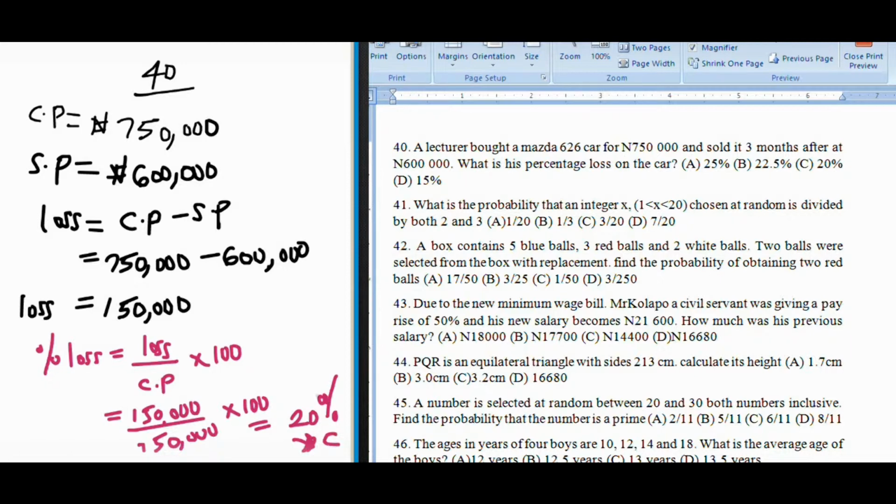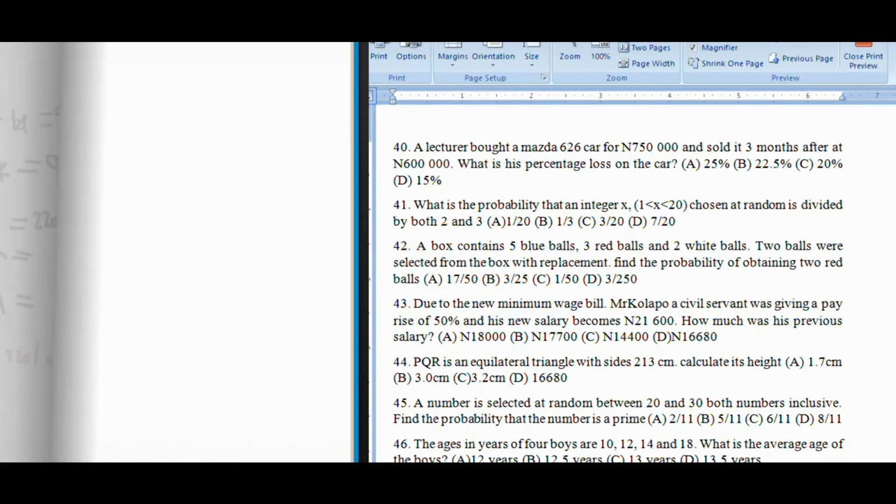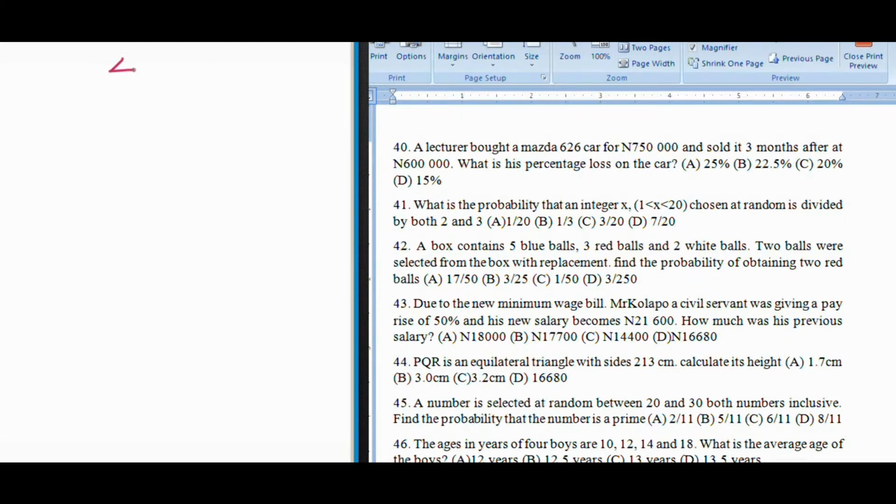The next question says, what is the probability that an integer x, where 1 is less than x is less than 20, chosen at random is divisible by both 2 and 3? Okay? Now we have to get the range of the numbers first. 1 is less than x and x is less than 20. That is, the number is between 1 and 20.